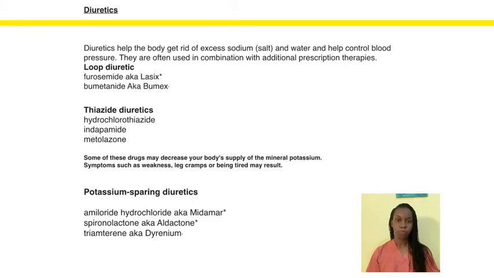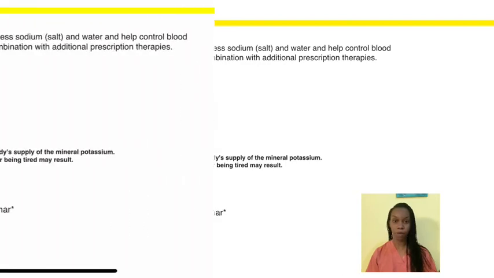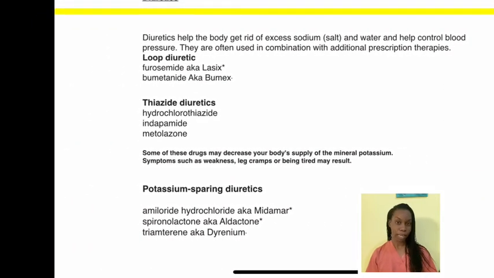All right, so you have different categories of diuretic medication. You have the loop diuretics, you have the thiazide diuretics, and you have the potassium sparing diuretics. Sometimes when you take the loop diuretic and the thiazide diuretic, it causes you to lose very important minerals from the body, for example potassium. So you have diuretics that are potassium sparing. So there are different types, as I said.